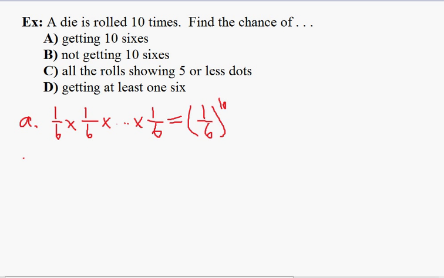Okay, very good. So that's part A. Part B. What's the chance of not getting 10 sixes? Well, we just found the probability of getting 10 sixes, so the chance of not getting 10 sixes will be 1 minus the answer that we just got. So 1 minus 1/6 raised to the 10th power.